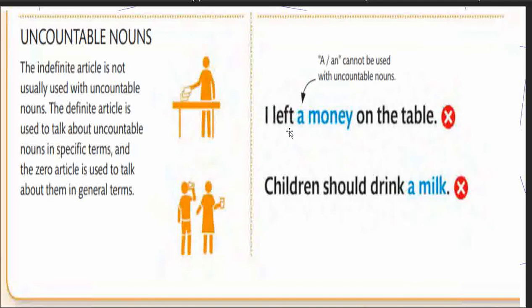You should have said, I left some money on the table, or I left money on the table. Children should drink milk. So that means this is how zero article is used. Children should drink milk. Milk over here means zero article, no article at all.